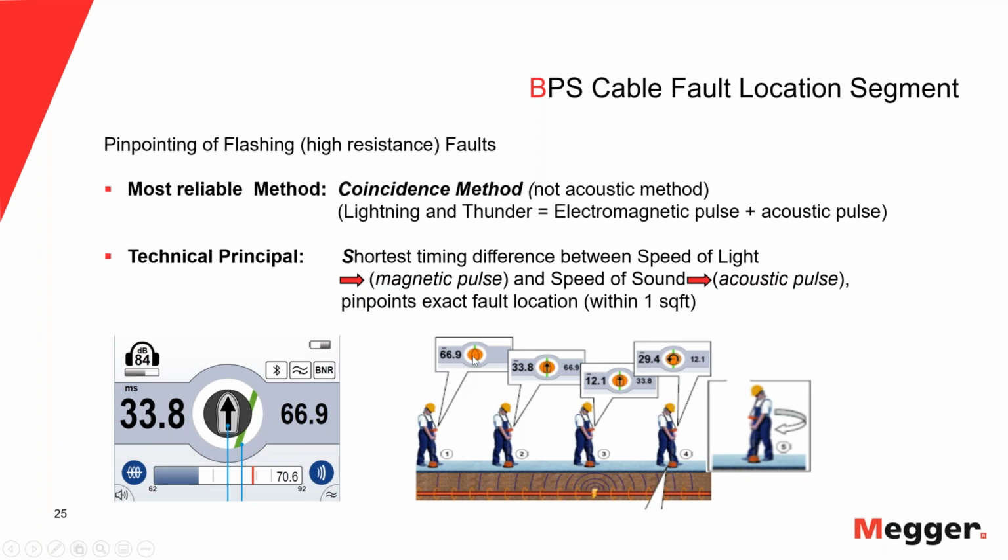If you look at this gentleman down here on the far left side, where he says 66.9 milliseconds. So he has a stopwatch, and it has two sensors, the electromagnetic sensor and the acoustic sensor. And when it picks up the electromagnetic pulse, it starts the stopwatch. And when it picks up the acoustic, it stops the stopwatch, and it gives you the timing. And as he moves closer to the fault, obviously the time gets lower. So that's the indication in which direction you have to move.